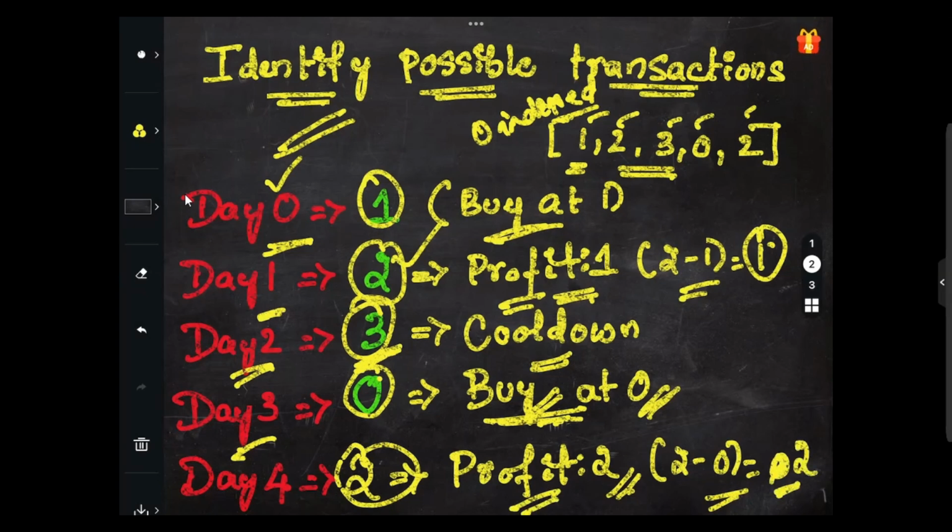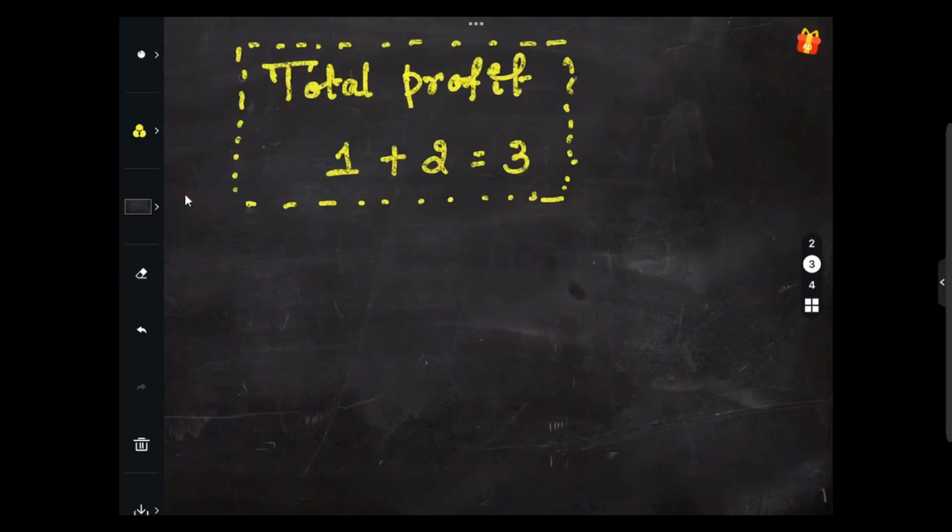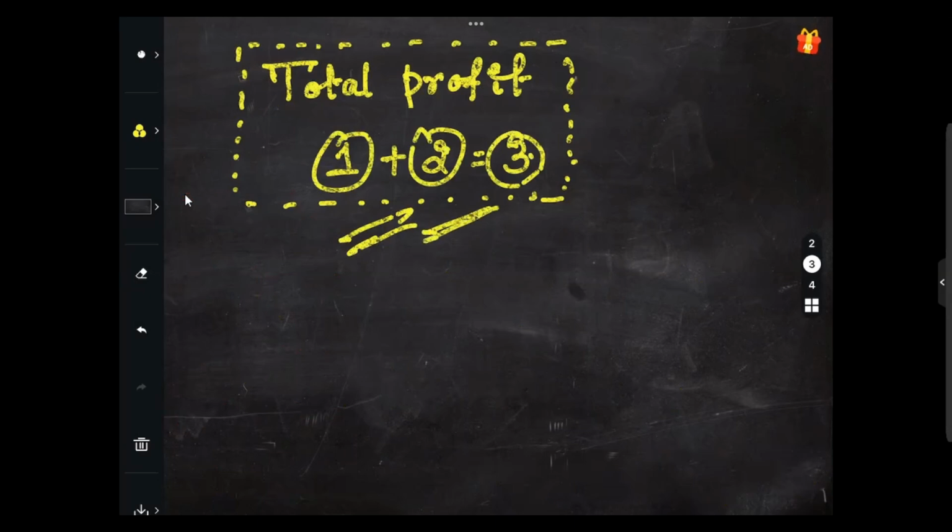So now the profit here is 1 and 2. On day 1 we got a profit of 1 and on day 4 we got a profit of 2. When we sum this up, the total profit is 1 plus 2, which is 3. This is the approach we'll be going with. I hope it is clear how we got 3. The second example we have already considered, and we got output 0 because we were able to buy but not able to sell at all.